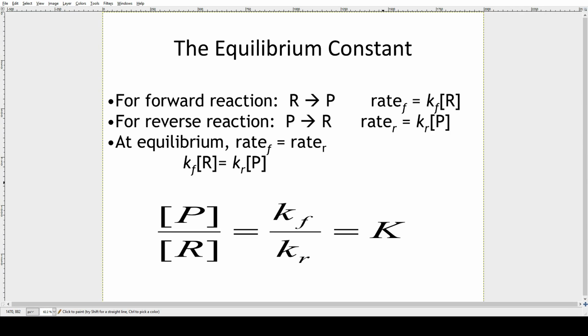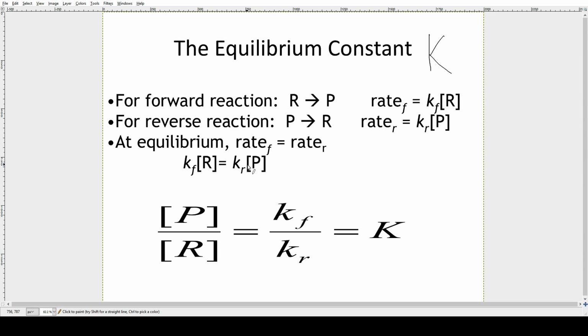So here's our equilibrium constant. Again, it's the capital letter K, capital K. For a forward reaction, reactants become products, and here is your rate, basic equation. Rate of the forward is equal to the rate constant, lowercase k, of the forward times the concentration of the reactants. And for the reverse reaction, you just flip this around. So now the products are becoming the reactants, and here's your rate equation for that. Concentration of the products this time.